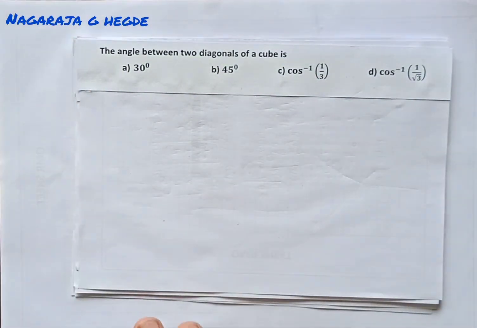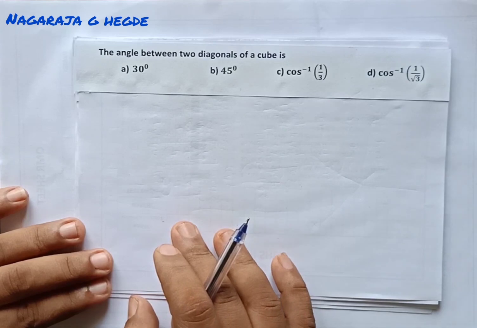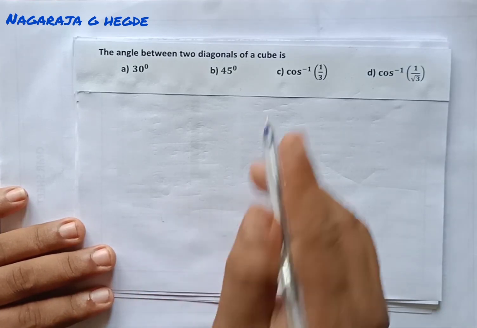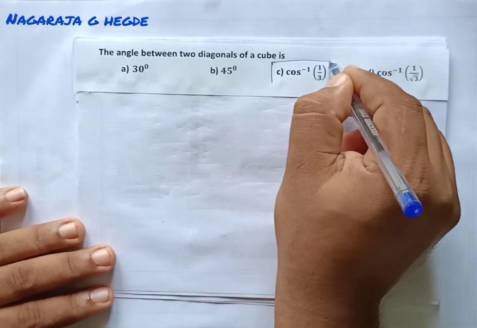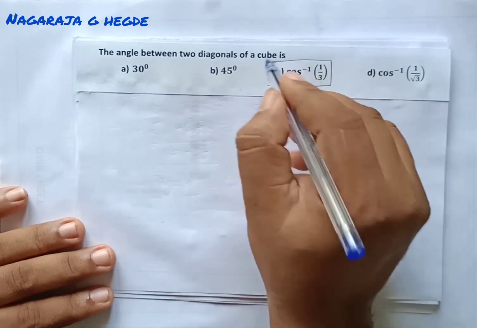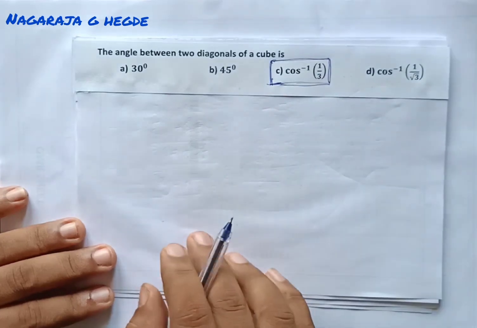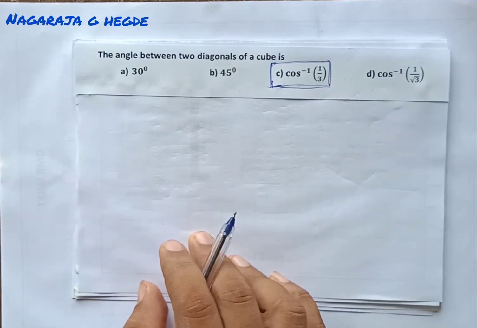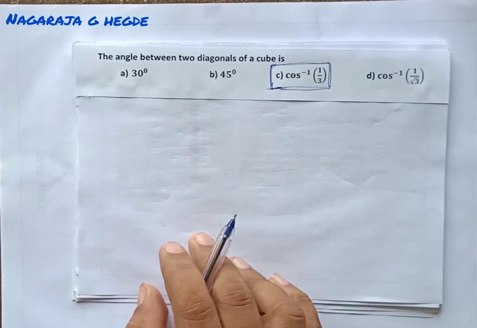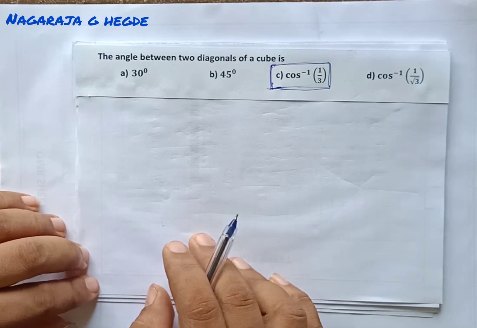Next question. The angle between two diagonals of a cube is... this one you have to remember as a formula. There is no derivation to discuss now. When this kind of question comes, directly you can write the answer. These are all standard questions. Angle between diagonals of a cube.